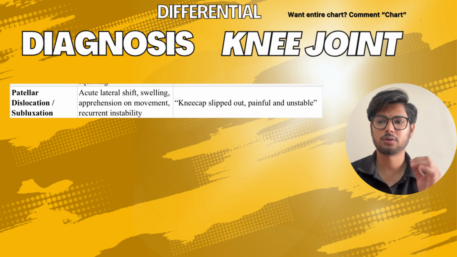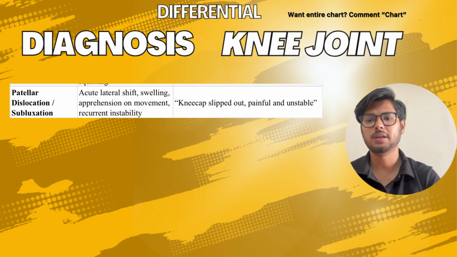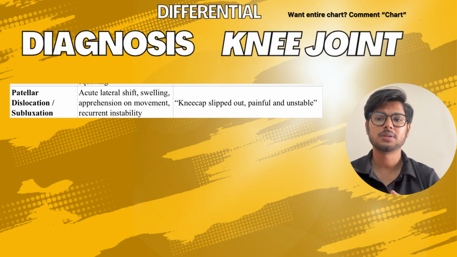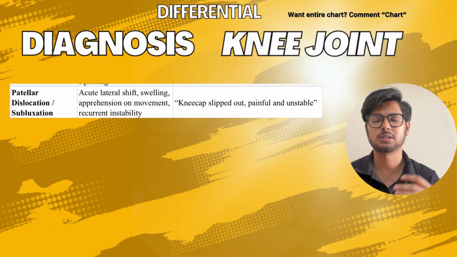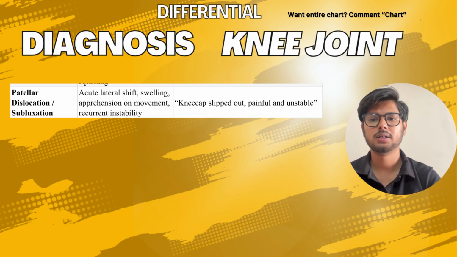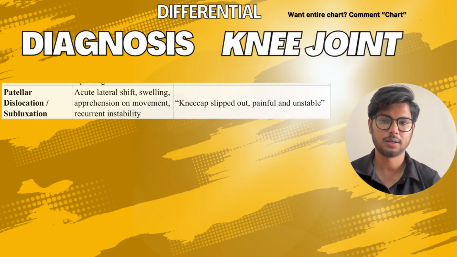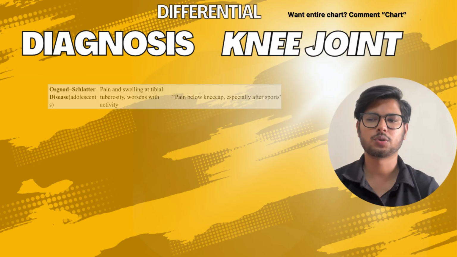Apprehension, like I talked about, will be present, and recurrent instability is the complaint your patient will be having. Then the kneecap slipped out. The chief complaint will be that the kneecap has slipped out, and the patient will complain of a painful and unstable knee joint. So the next pathology that we are dealing with is Osgood-Schlatter disease.